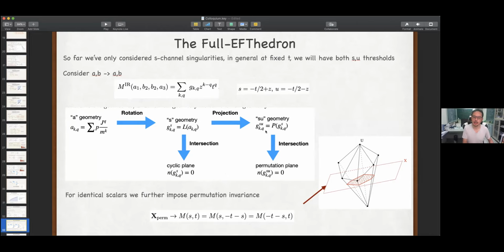For example, if you want to consider identical scalars, then you will have permutation invariance, which means that your amplitude should satisfy permutation symmetry. Then the intersection plane is the permutation plane. And so once again, you have the intersection geometry.